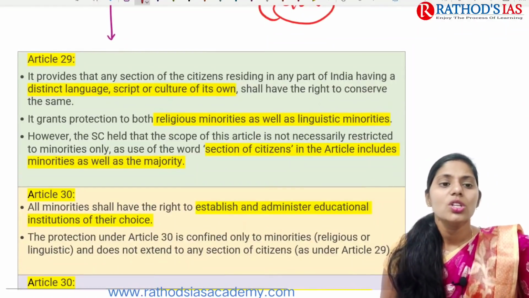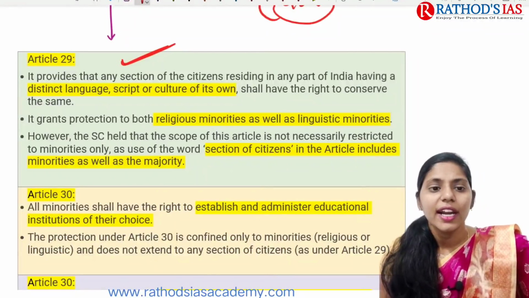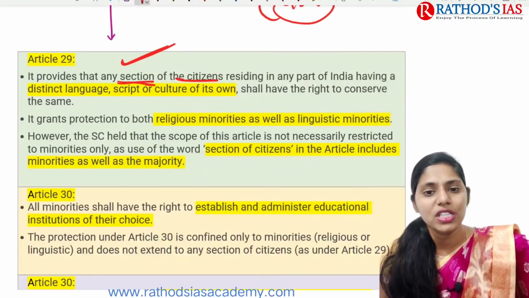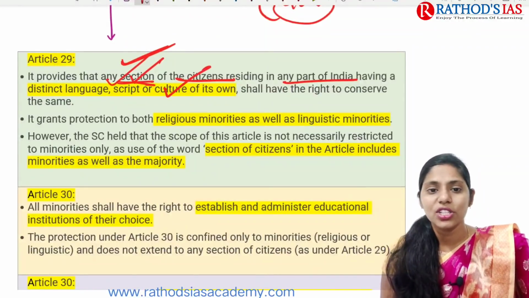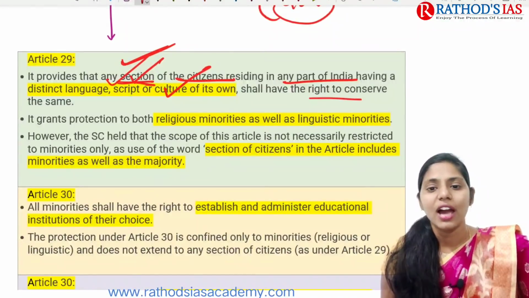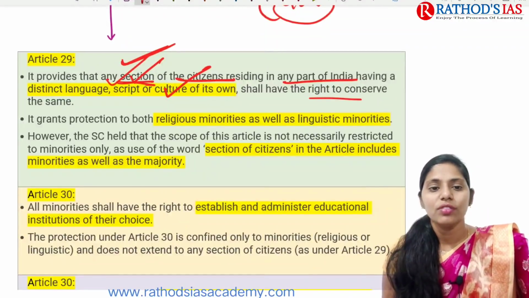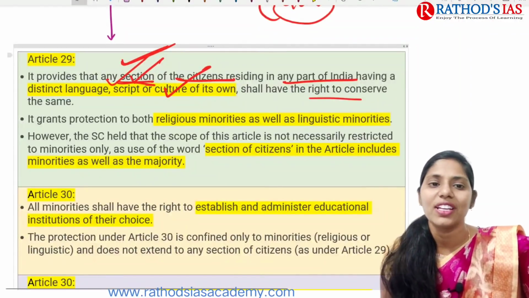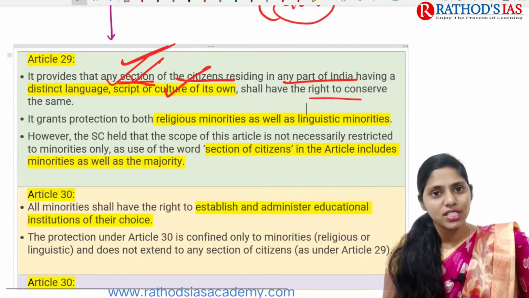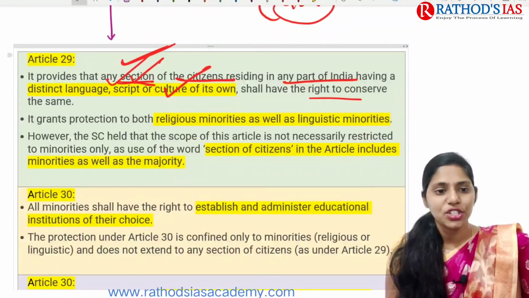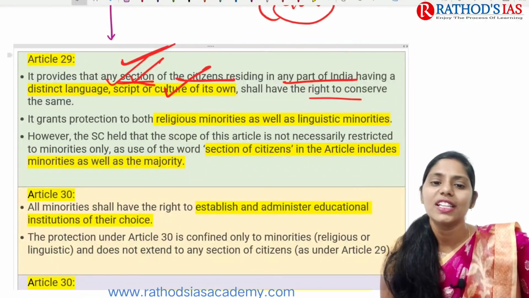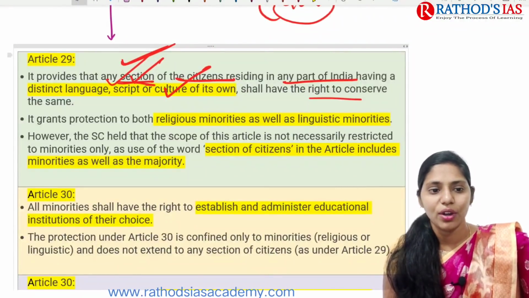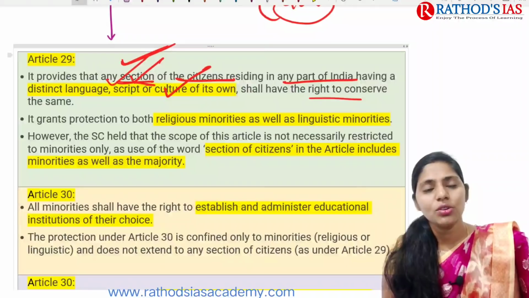So if we are talking about Article 29, it mainly provides that any section of citizens residing in any part of India, having a distinct language, script or culture of its own, shall have the right to conserve the same. So if any section of citizens has a distinct language, script and culture, it is their right to protect their culture. And here it grants the protection of both religious and linguistic minorities. So this is about Article 29.